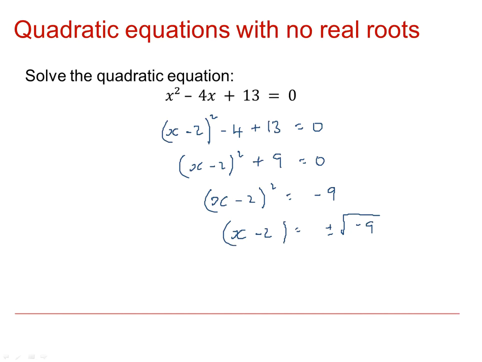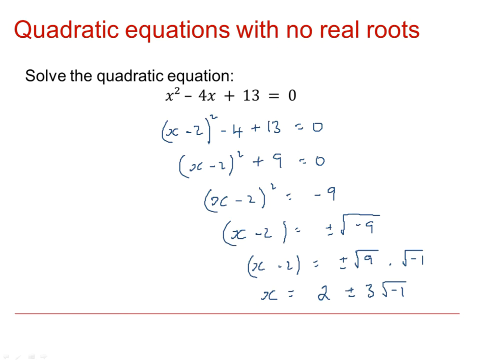However, we can write it as the square root of 9 multiplied by the square root of negative 1, just using the rules of roots. And so therefore we have that this is plus or minus 3 times the square root of minus 1. So that x is equal to 2 plus or minus 3 times the square root of minus 1. Now these are not real numbers.